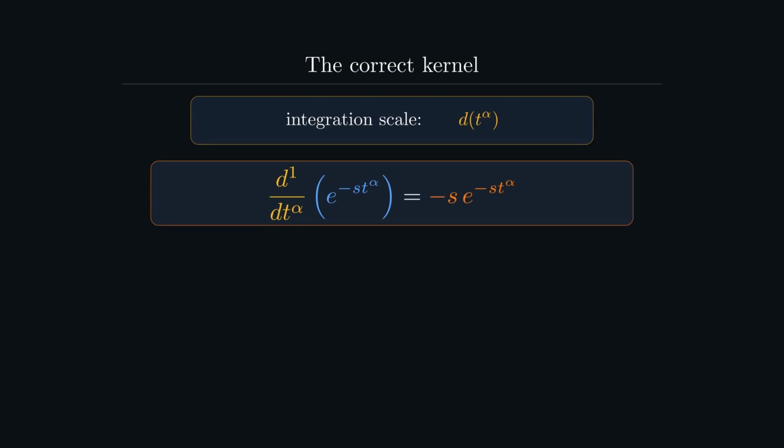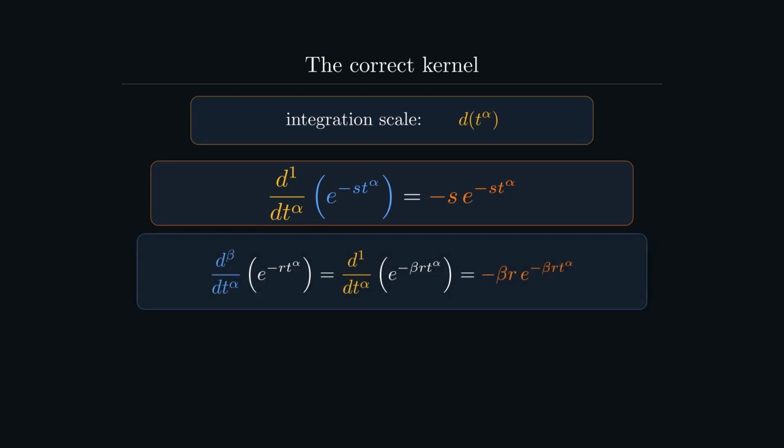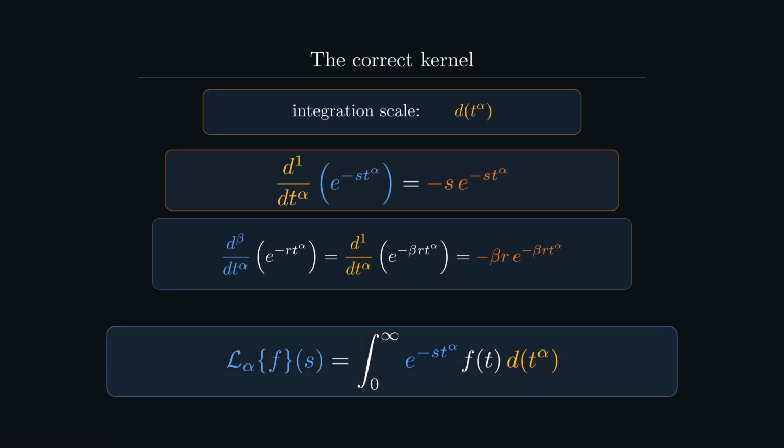The next identity shows that the same idea is compatible with the beta-alpha derivative. The beta deformation changes the exponent and produces the corresponding multiplicative factor. So the kernel is not arbitrary. It is selected because it interacts correctly with the derivative. This leads to the definition of the alpha Laplace transform. In this definition, there are two essential elements. The kernel depends on t raised to alpha, and the integration is performed with respect to d of t raised to alpha. Together, these two choices make the transform compatible with the alpha scale.